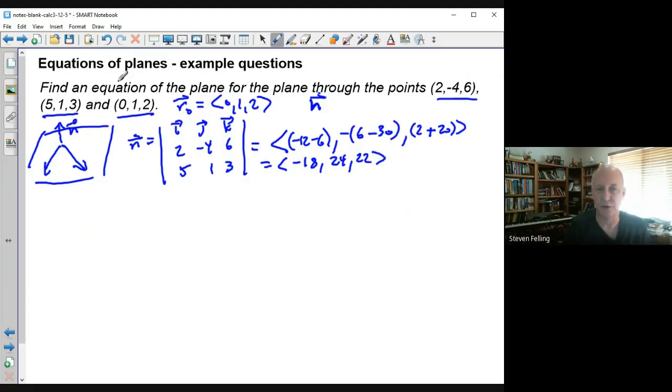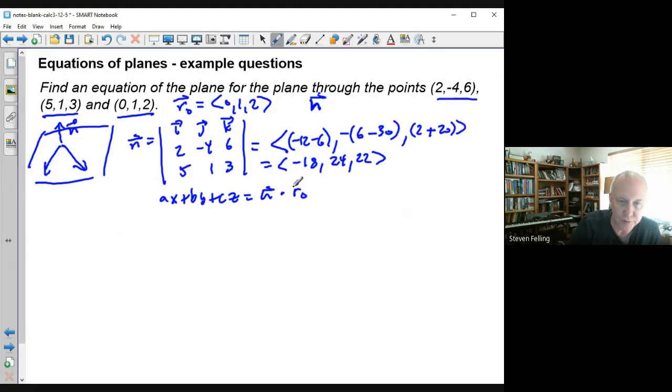We could have done it with other combinations of the points to get the vectors, but we would eventually get something which is perpendicular to the plane. And then I'll just complete the process by saying, all right, here's my form: ax plus by plus cz equals n dot product with r0. So this would be -18x plus 24y plus 22z. Those are the a, b, c components from the normal vector.